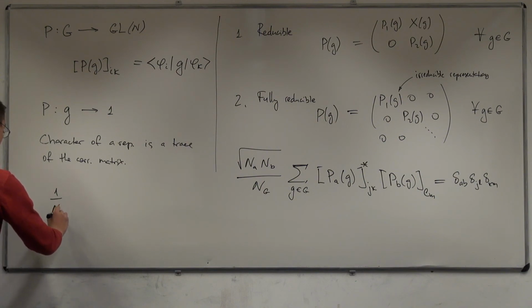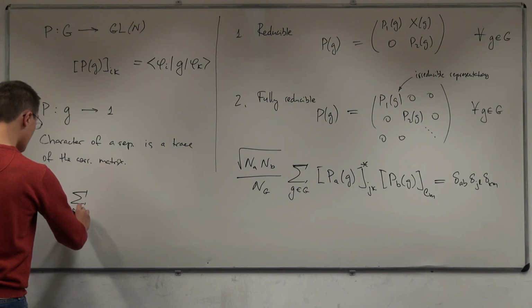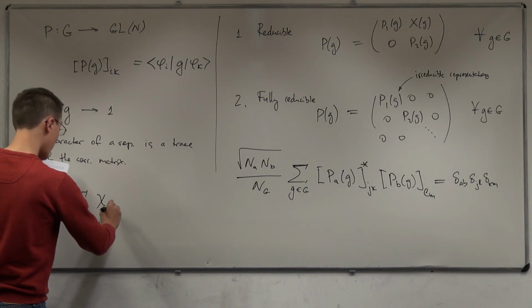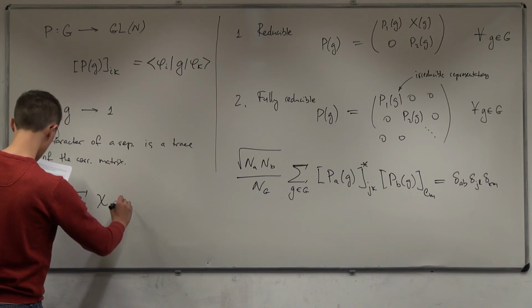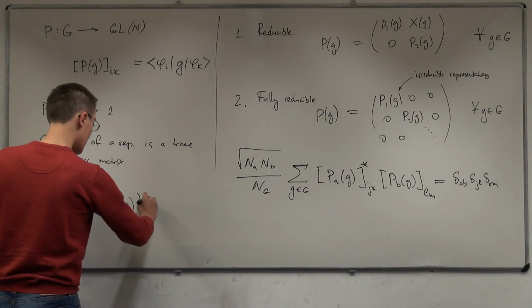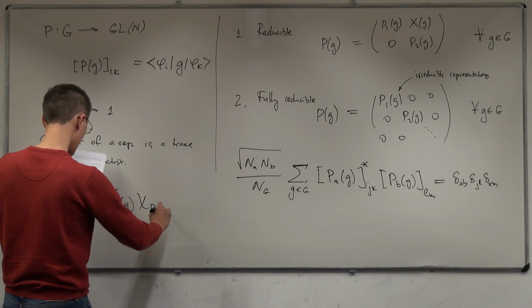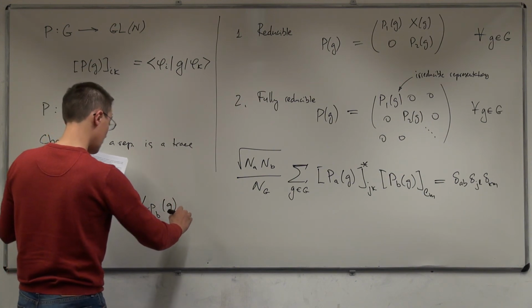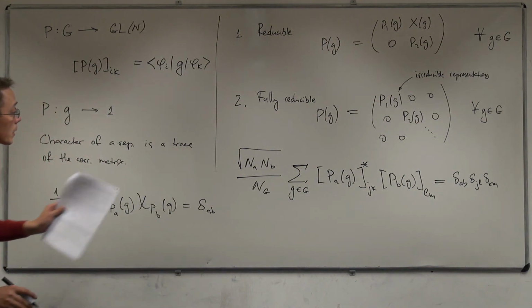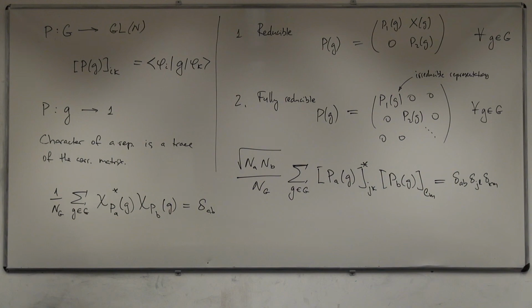An important property of characters that's proven in your handout using the great orthogonality theorem is they are also orthogonal as vectors. So a sum over all the group elements in the group of a character of a representation A of a group element G, complex conjugate, times a character of an irreducible representation B of an element G is delta AB. So the character strings are orthogonal as vectors between different representations.